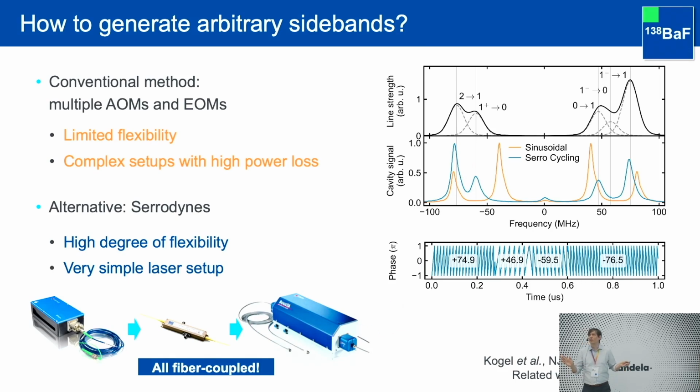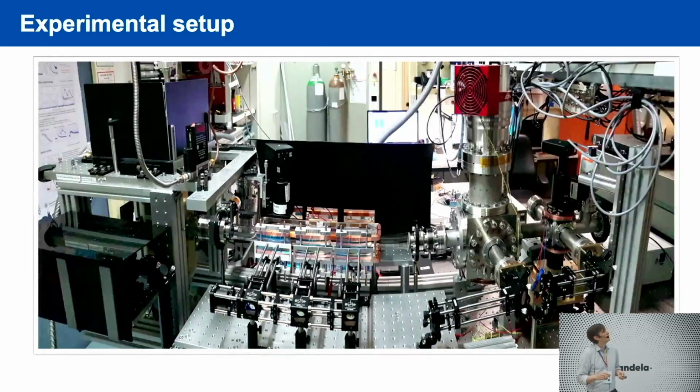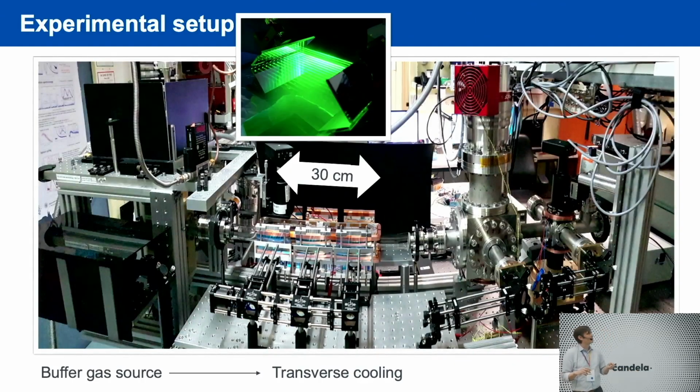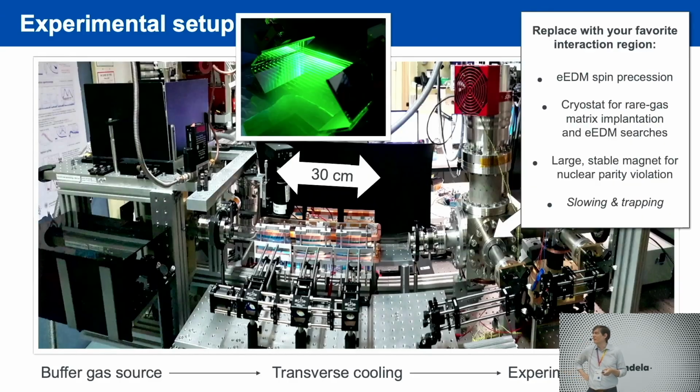So no more free space optics at all. Good, so this is how the experimental setup looks. You have a buffer gas source somewhere, usual setup, right? Then transverse laser cooling, where we're bouncing the lasers back and forth. And then at some point there are some experiments, and now you have to imagine basically any kind of precision measurement setup that you would like.